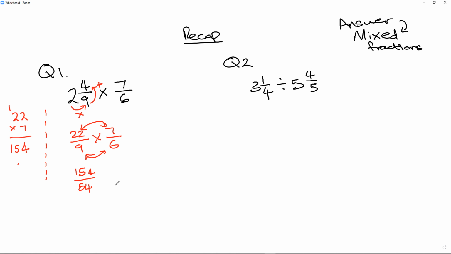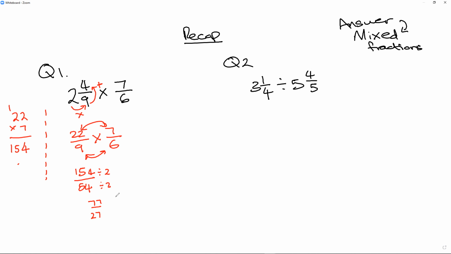I can also simplify this by dividing the top and the bottom by 2. I could just keep dividing by 2 or any number that I can. So let's divide the top by 2 and the bottom by 2. That'll become 77, and this will be 27. So 77 over 27 is going to be the simplified form of that.